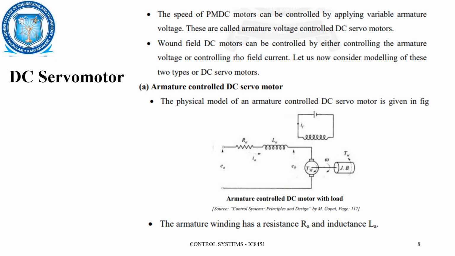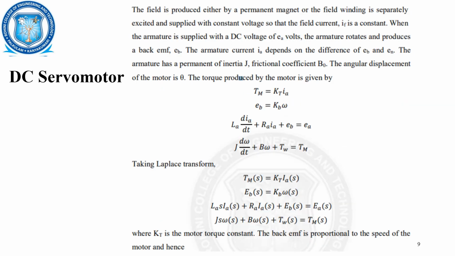This electrical system, coupled with the mechanical system, can be described using these equations. The torque Tm is proportional to the armature current, so Tm is equal to Kt into Ia, where Kt is a constant, and the back EMF Eb is equal to Kb, a constant value, into omega. Here we have the electrical system as per the mesh equation, and here we have the normal mechanical rotational system equation. On applying the Laplace transform, we can transform the system as such.